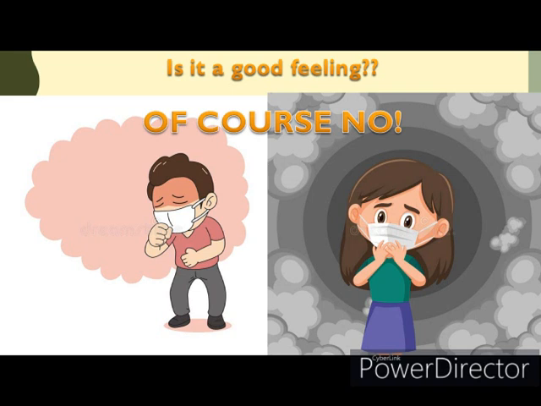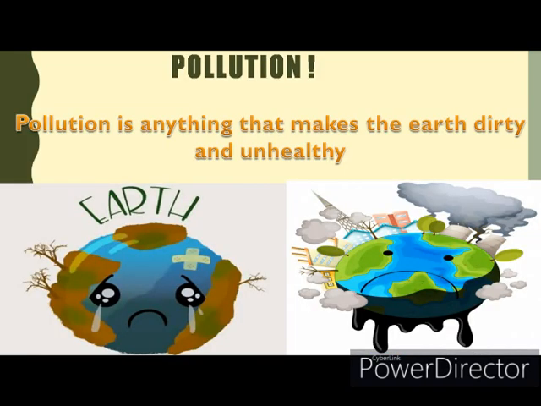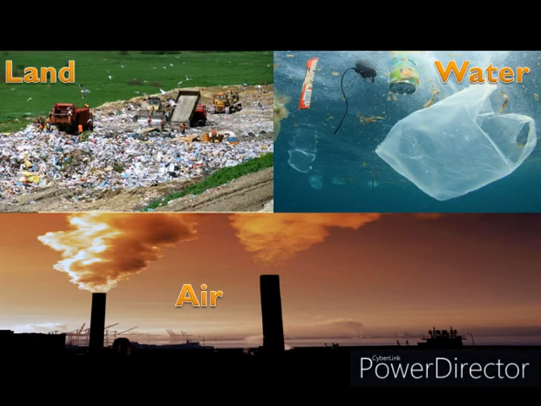So what is pollution? Pollution is anything that makes the earth dirty and unhealthy. Land, air and water are all affected by pollution. So pollution is what? Anything that makes the earth dirty and unhealthy.